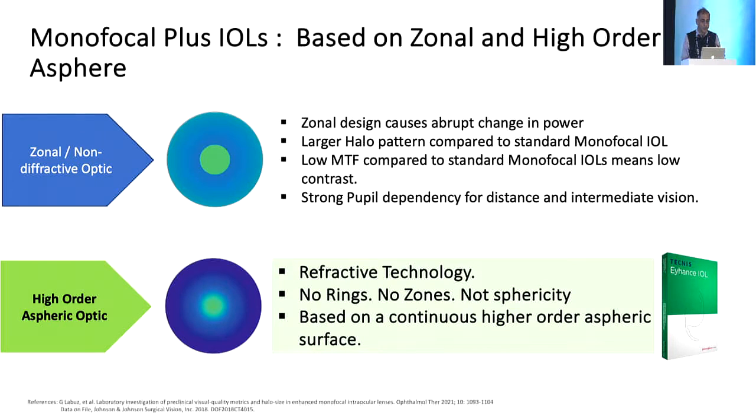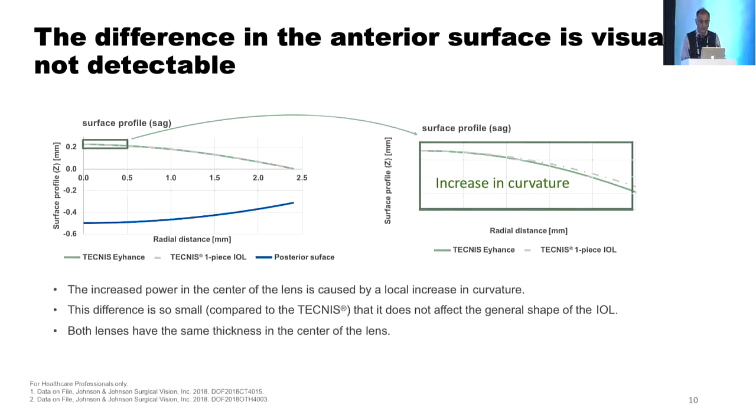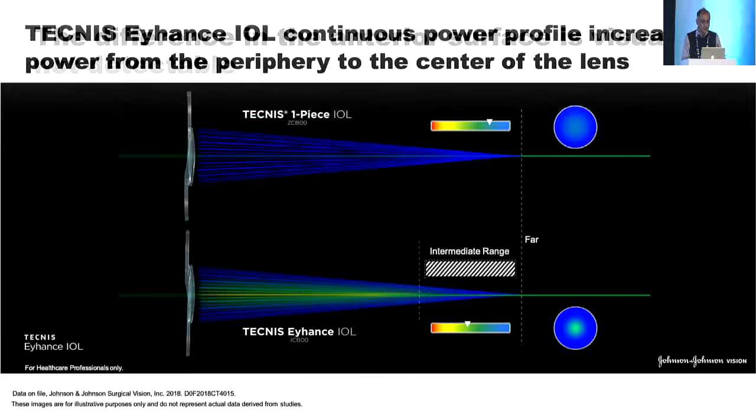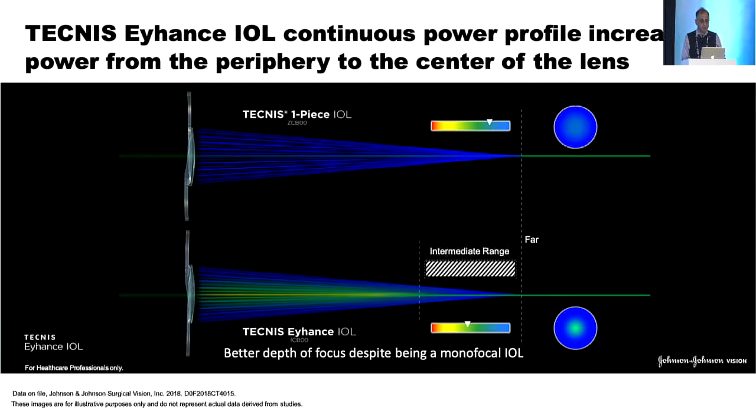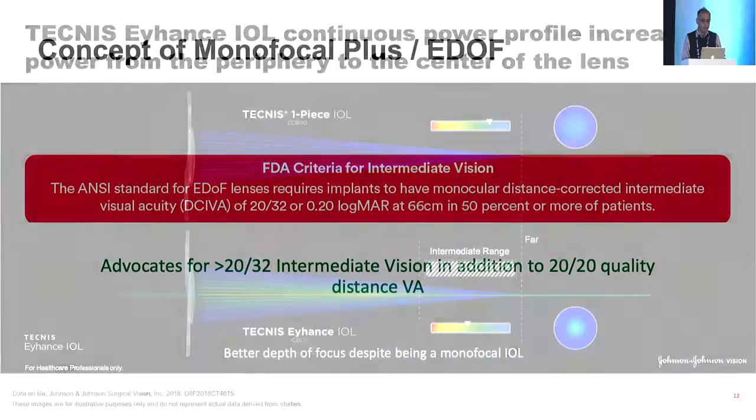Then came the zonal, where you had a central power which was more, and then you had a higher power in the mid periphery. This abrupt change caused dysphotopsias and low modulation transfer function. And then the Eyehance, which was the higher order aspheric optics. This has no rings and no zones. It's just that the central 1 millimeter has an increased curvature of around 15 microns. What this does is it gives a range of vision, and thus you get a better depth of focus than it being just a monofocal IOL.